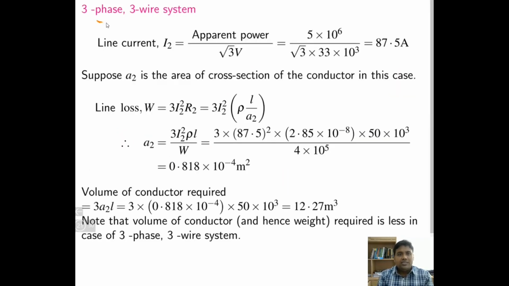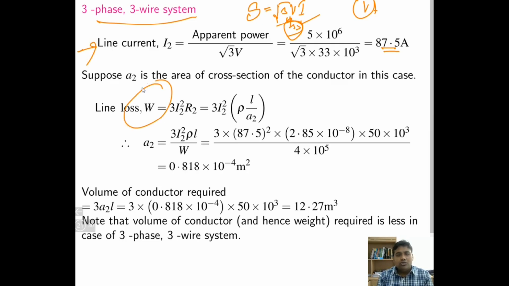Now for a 3-phase 3-wire system, similarly you know that the complex power will become 3 √3 times the voltage and current. Here the voltage is 33 kV. Earlier you had voltage into current, which was a phase voltage. Now you have line voltage. The line current is 87.5 ampere, and then you can substitute into the loss with area of cross section A2. Then you get the area of cross section A2 as 0.818 × 10^-4 meter square.